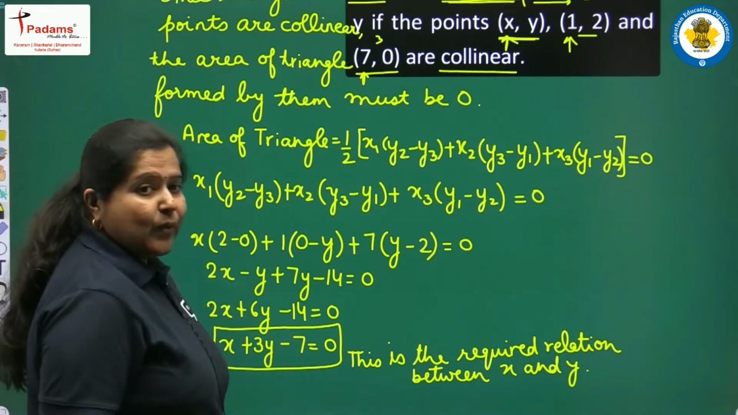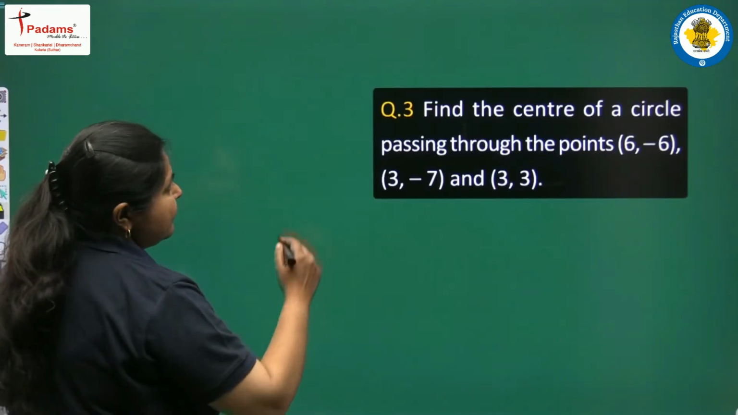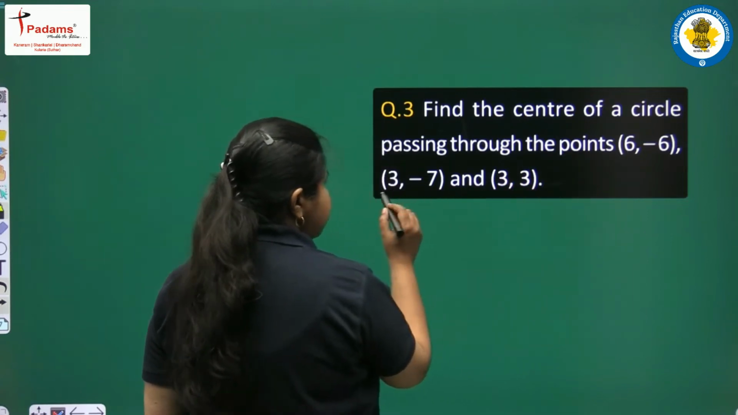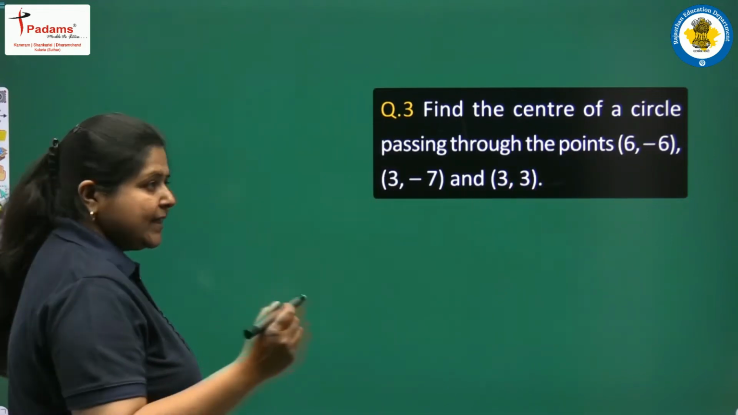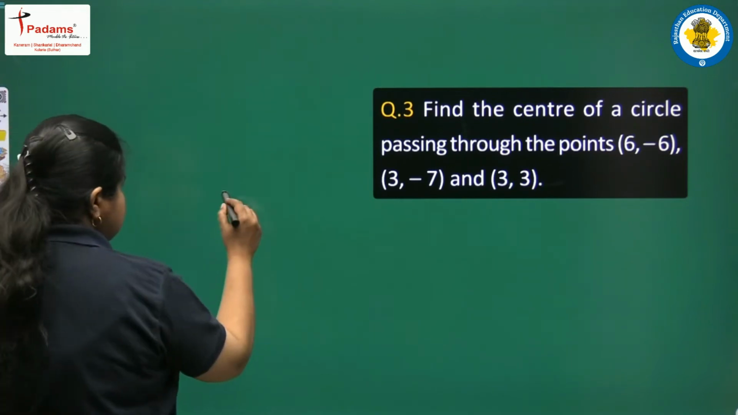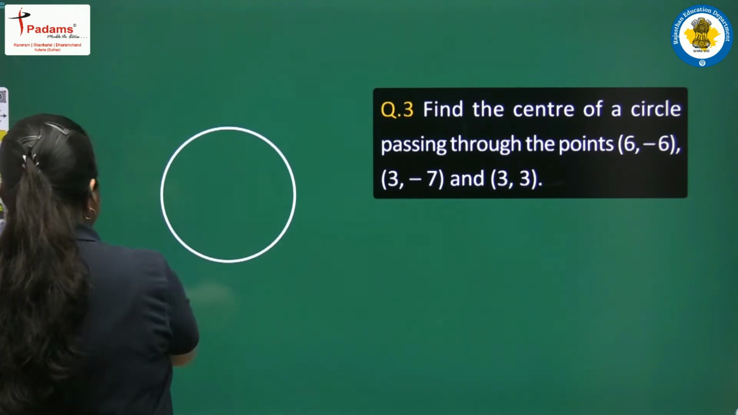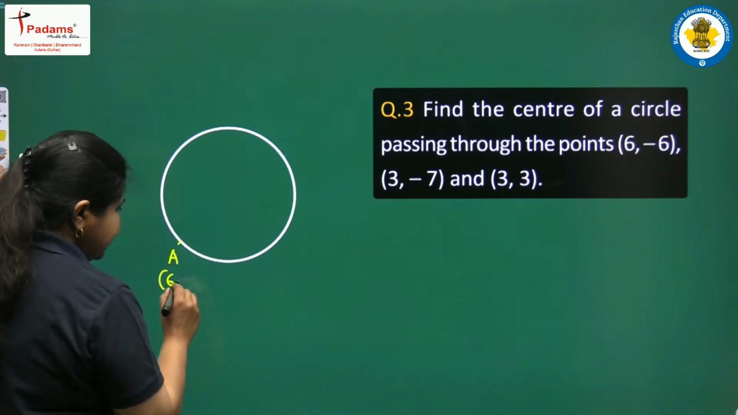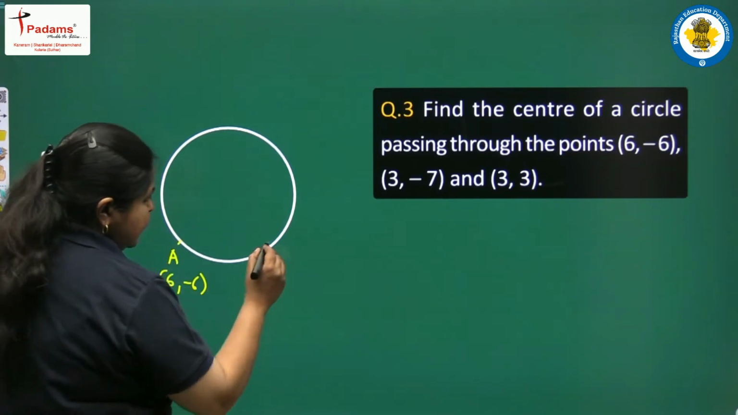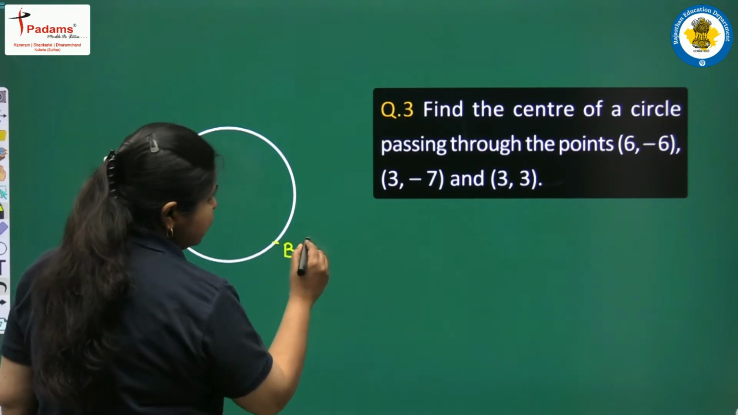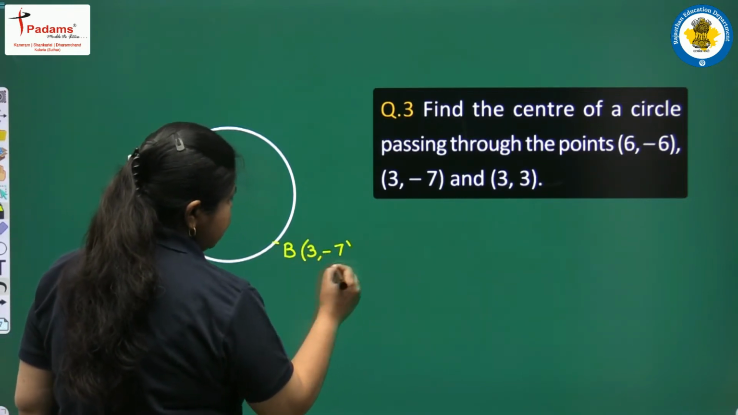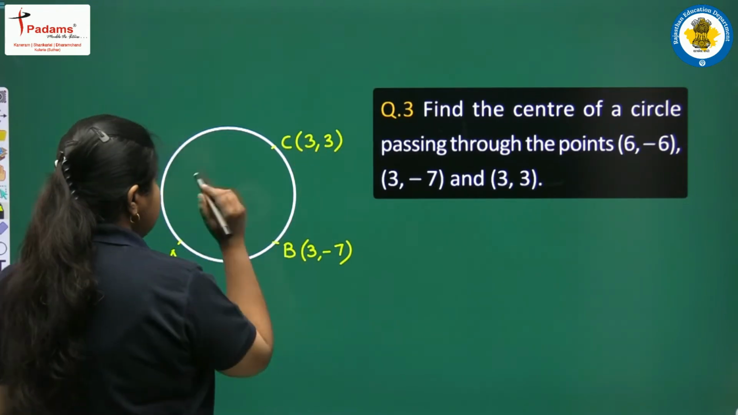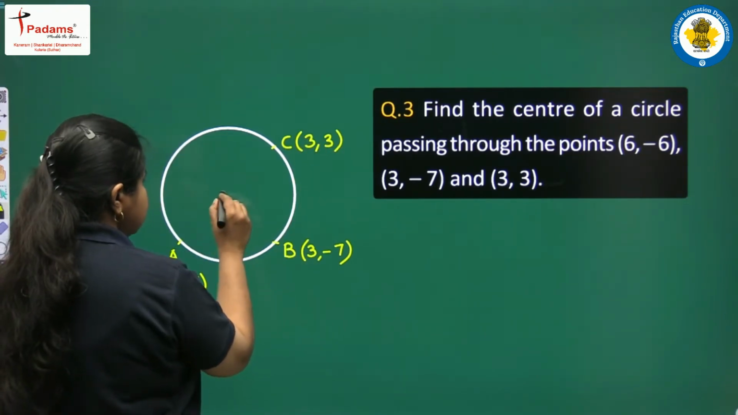We can now proceed towards the next question. Find the center of a circle passing through the points 6 minus 6, 3 minus 7 and 3, 3. So here we are talking about a circle which is passing through 3 points. Let it be point A with coordinates 6 minus 6, then a point B with coordinates 3 minus 7, and let the third point be C with coordinates 3, 3. And here we have to find the center of this circle.